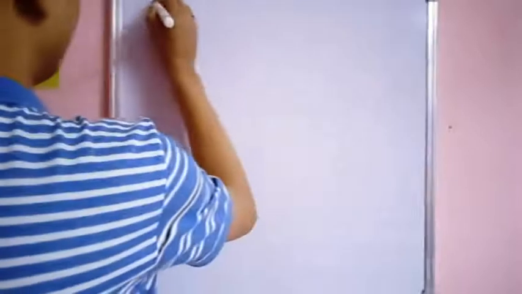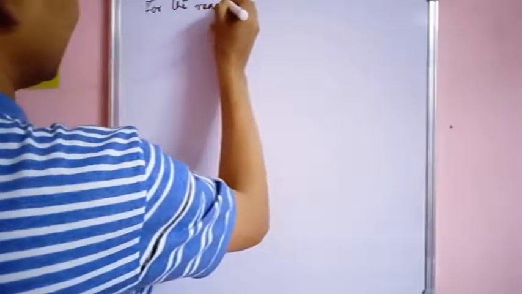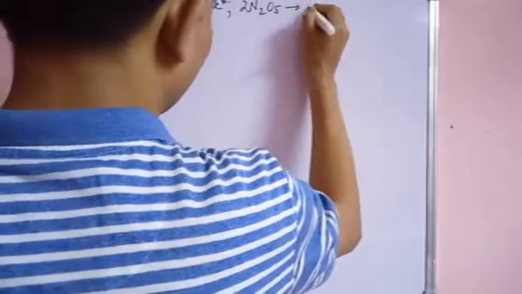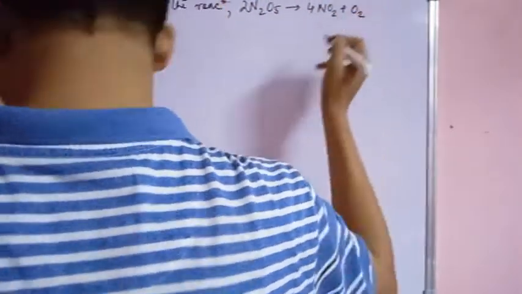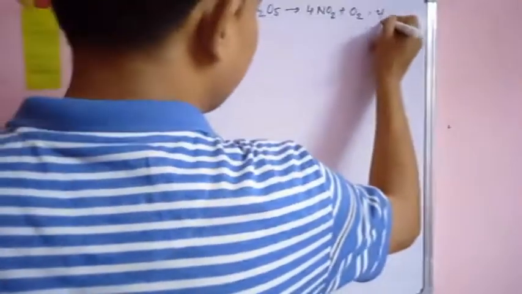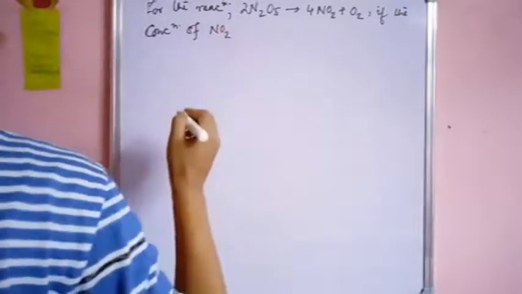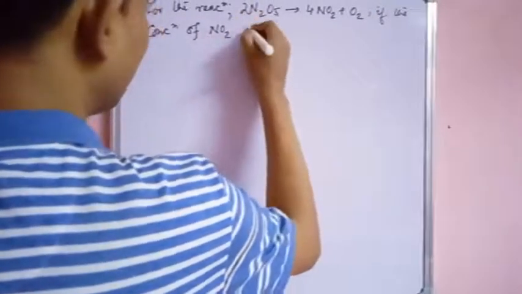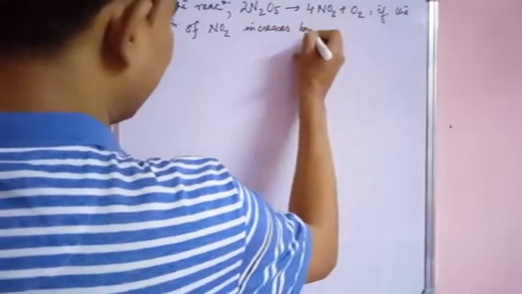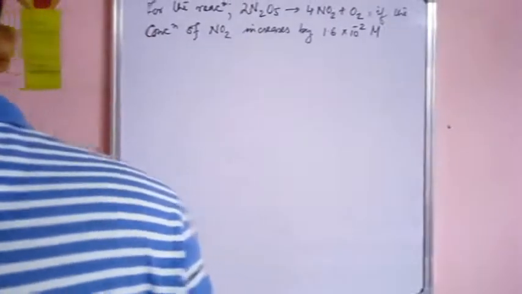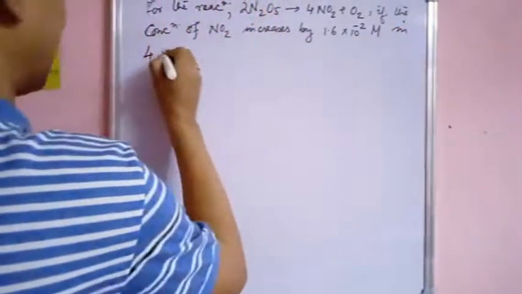Okay. So the question is: for the reaction 2N2O5 gives 4NO2 plus O2, if the concentration of NO2 increases by 1.6 × 10⁻² capital M in 4 seconds.